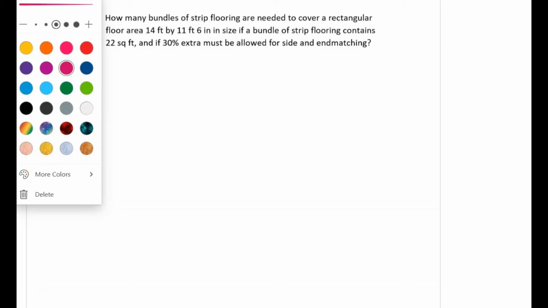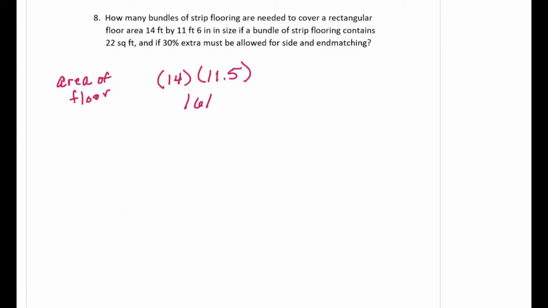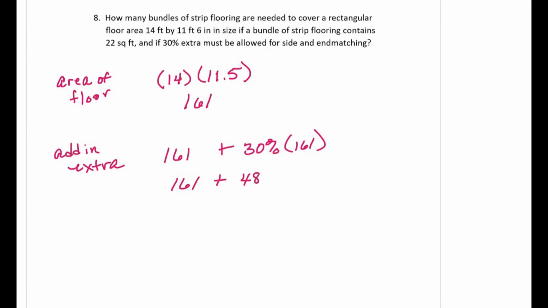First thing I need to do is to find the area of the floor. So I get 161 square feet. Now I need to add in the extra. So I need to take the 161 and add an extra 30% of 161. So I have 161 plus 48.3, and again, you could just stick this into the calculator all at once if you want to, instead of doing it in separate parts like I am. So 209.3 square feet is the total number of area that I need to have.